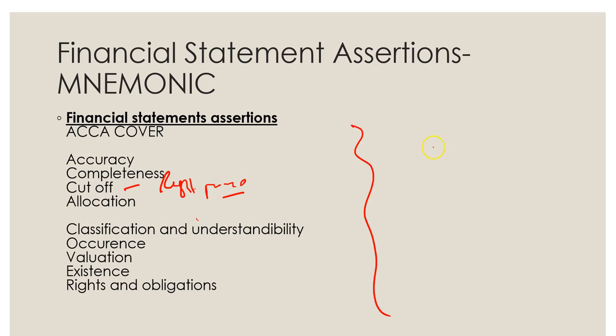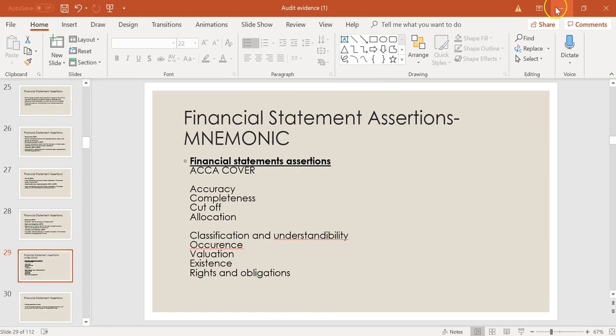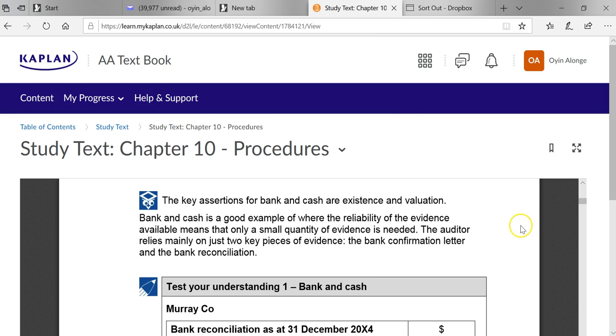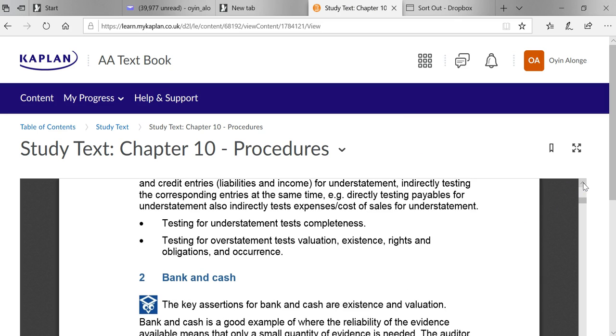So really, the substantive procedures are just what we are actually doing to check that these things aren't overstated or understated, right? Now, I'll head over from here, discard this, and go straight to the text. When it comes to procedures, it's not even about cramming them. It's just like saying, let's pick something. So the first thing they've picked in chapter 10, by the way, is bank and cash.